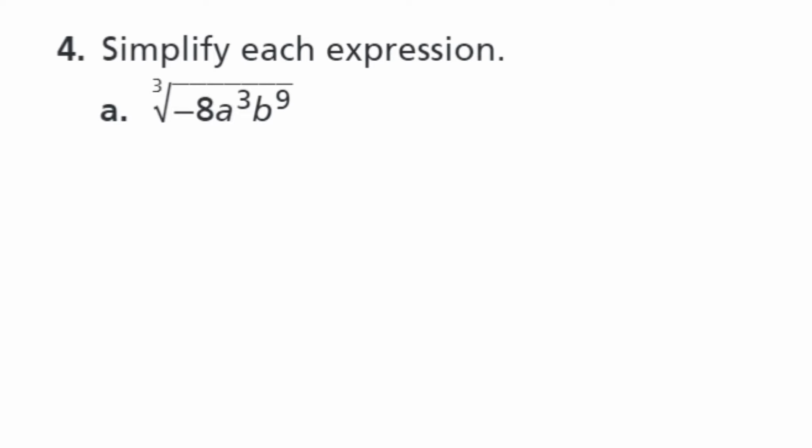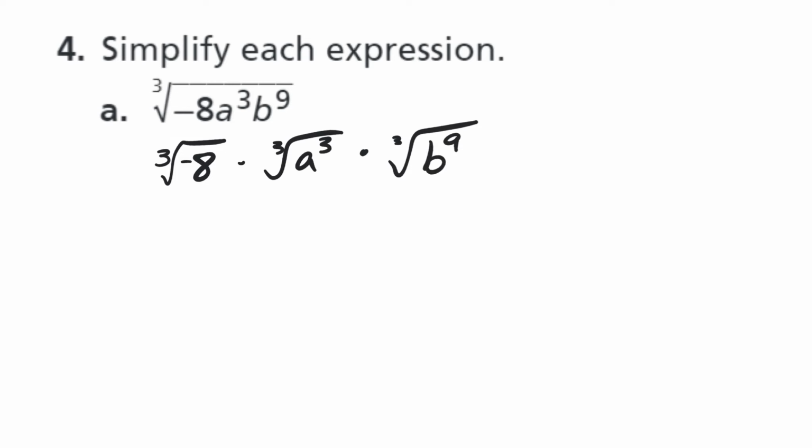All right, now it's time for the fun stuff. What you need to recognize on this, when we have multiple terms, or it's one expression under there, but if we have these terms, each of them are getting a cube root in this case. You do not have to rewrite, but I'm going to rewrite this. This is essentially saying the cube root of -8 times the cube root of a to the third power times the cube root of b to the 9th power.